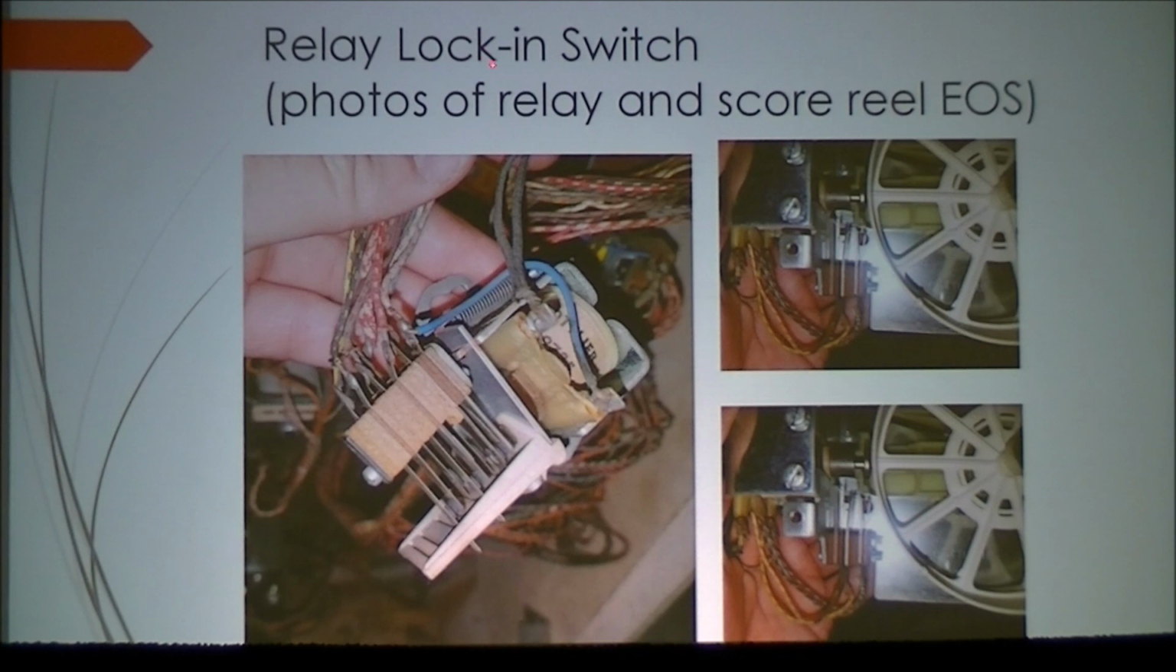So that is a relay lock-in switch. I showed you with a schematic, I showed you some pictures and I included the wrong one. But that was our first theory of operation. Questions on that one?